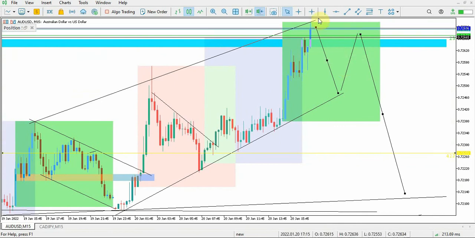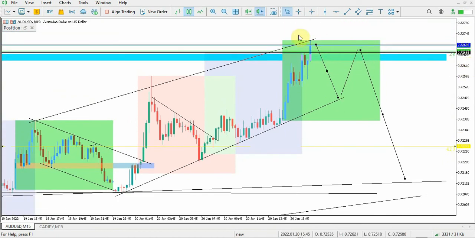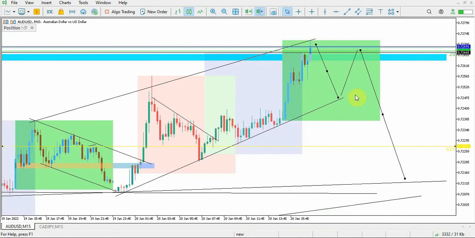So I will be keeping you guys updated if I do get an entry signal. And if I do, I will be going short. And then we're going to talk about the trade management, the risk management on this trade, and where I will be looking to exit the trade. So yeah, in a minute.